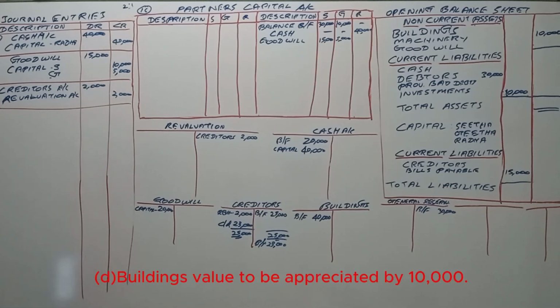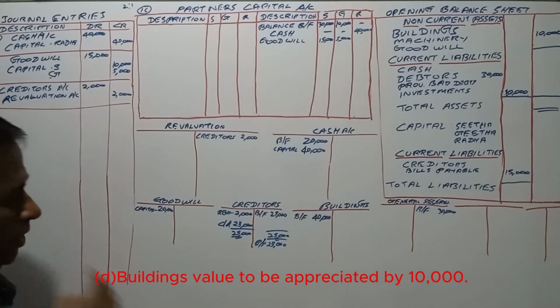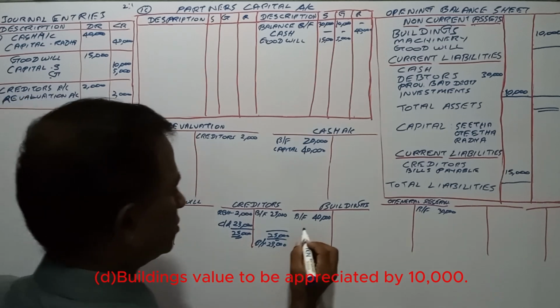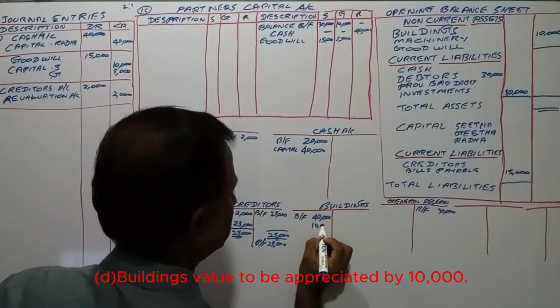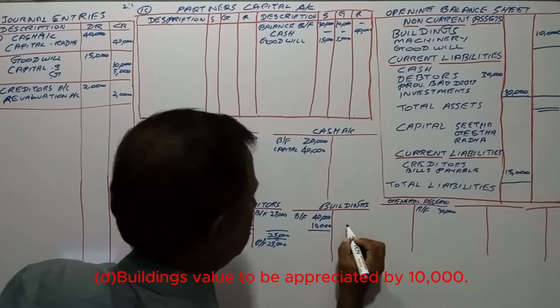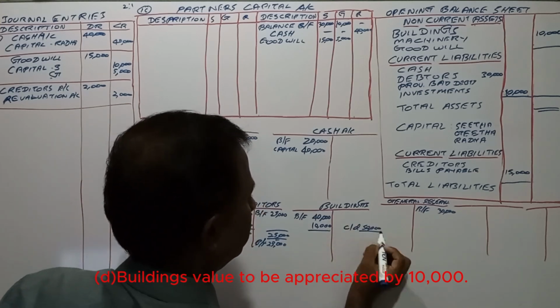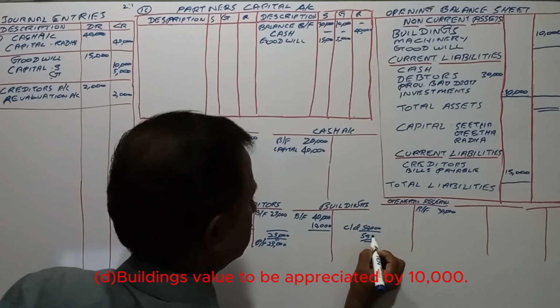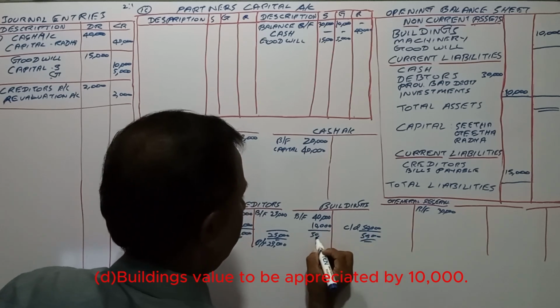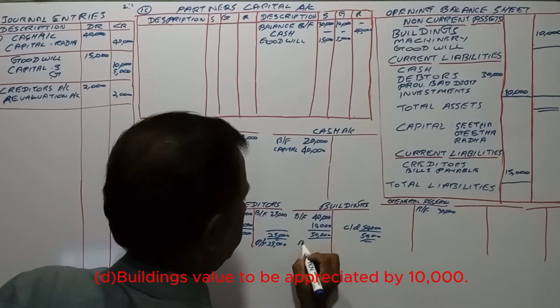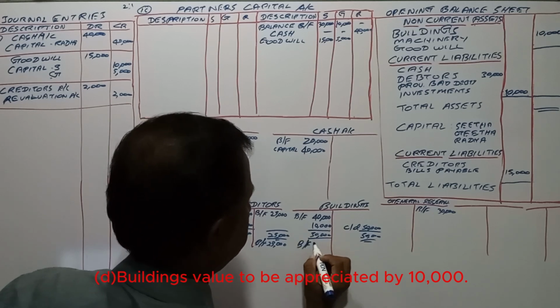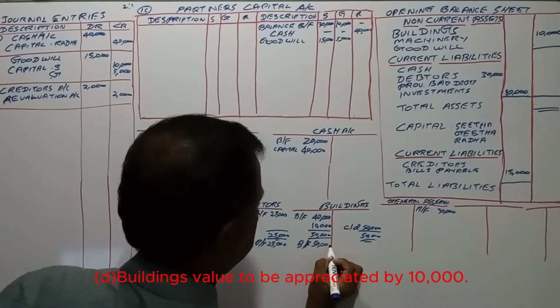And the third one is building value to be appreciated by 10,000. Then it is going to increase by 10,000. Right? Then the carrying down value would be 50,000. The brought down value increased by 10,000 and becomes 50,000.